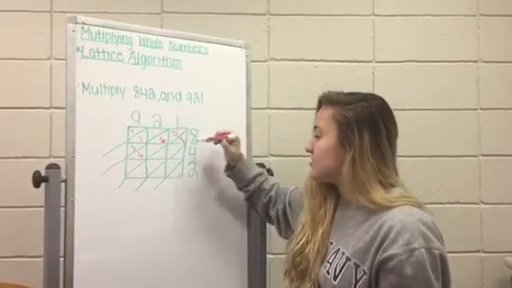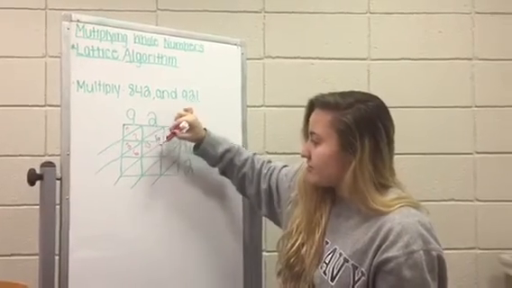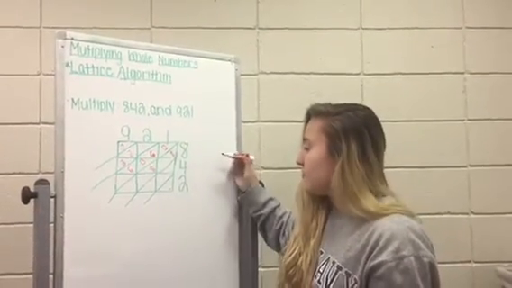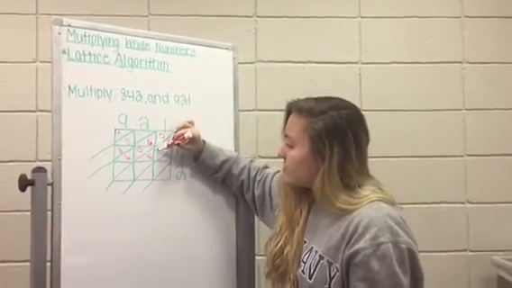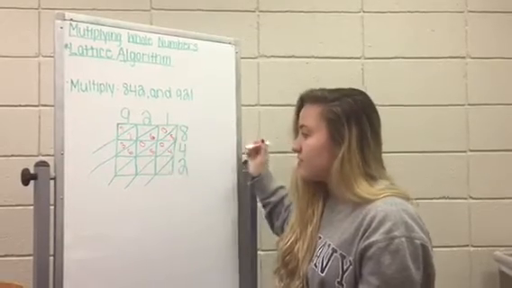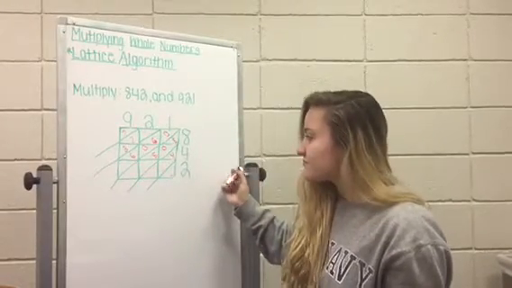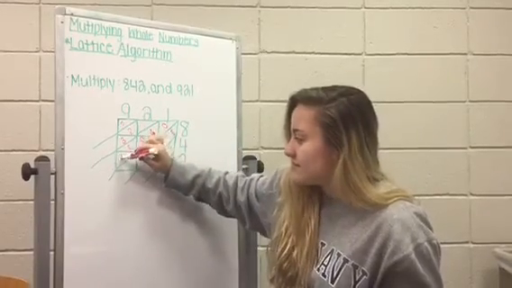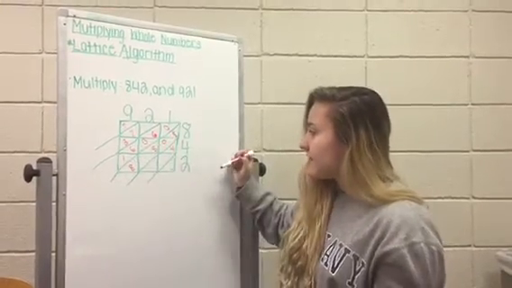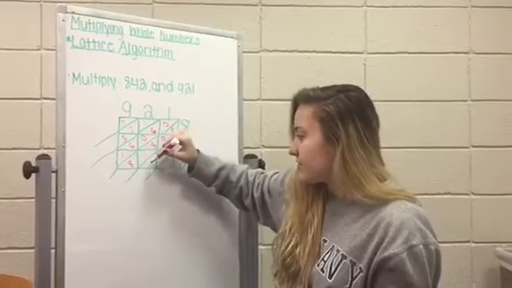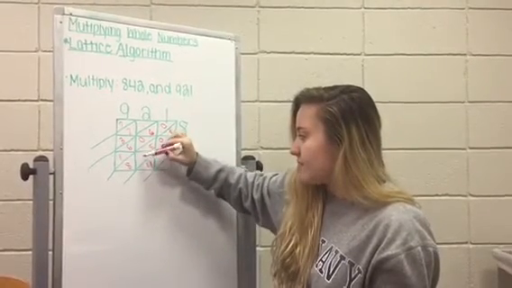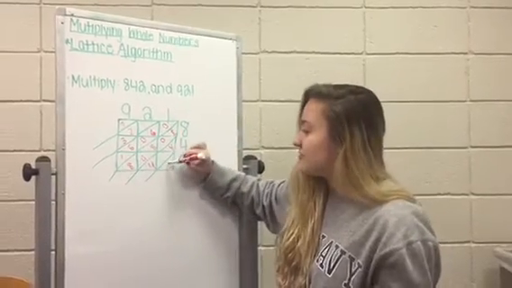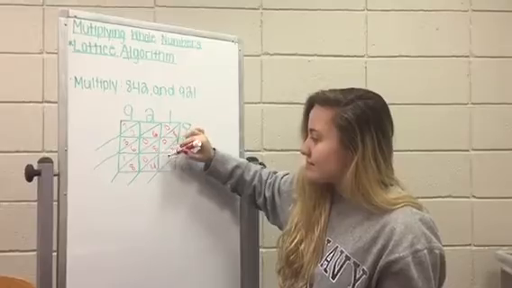Then 4 and 2, which is 8. Again, you're going to put the 0 in the top and the 8 on the bottom. And then 4 and 1. You're also going to put the 0 on the top and the 4 on the bottom to show it's the single digit number. Next we're going to go on to 9 and 2, which will be 18. Then 2 and 2, which is 4. Again, you'll put the 0 at the top. And then lastly, the 2 and the 1, which is 2. Again, the 0 at the top.